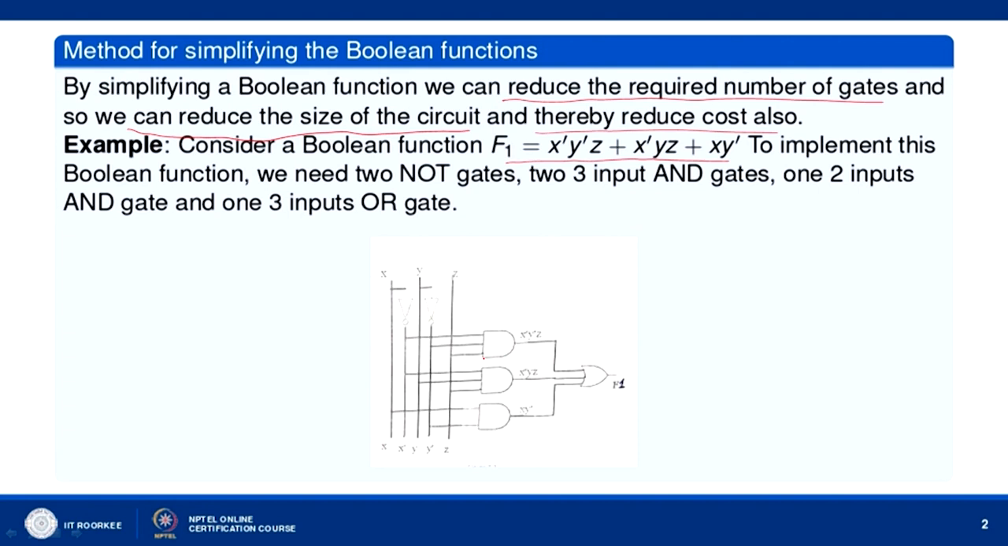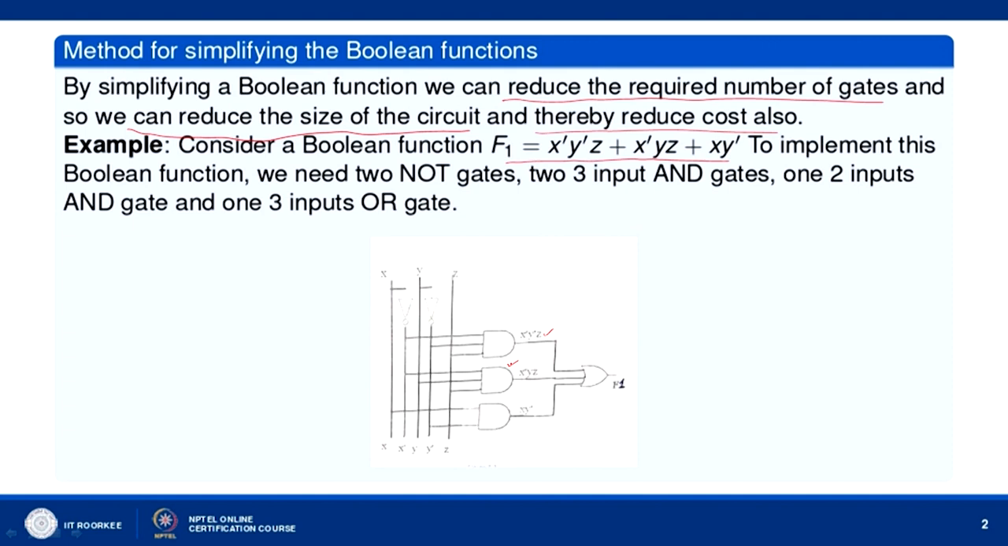To implement x' y' z, we have considered this AND gate. These are three inputs x', y', z, and to get the output x' y' z, we use this AND gate. Then x' y z: we have this x' input, then y and then z. So three inputs are there, x', y and z, and to get the output x' y z, we have used again another AND gate.